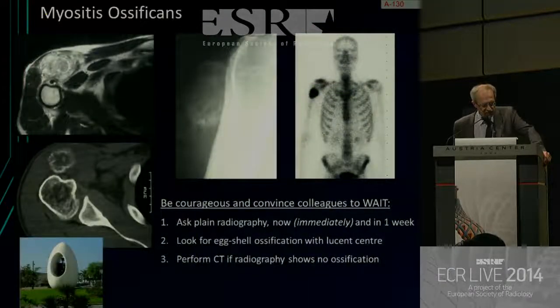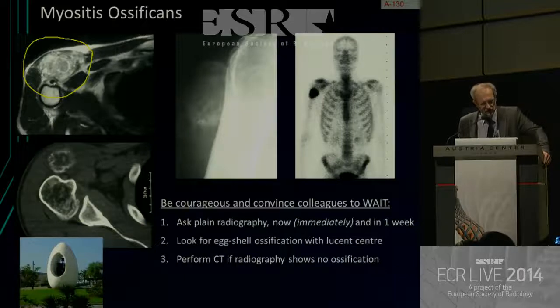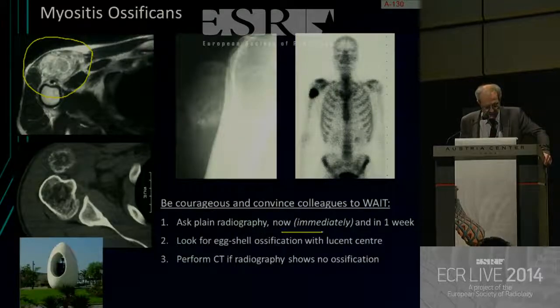So I have one recommendation. They will send patients to you, and you will perform an MRI, and you will see a lesion which is aggressive, lots of edema. You will think this is a sarcoma, I don't know the name, but they should resect it. You should be courageous, and you should do a plain radiography today, and maybe within 1 week. And if you see an eggshell calcification, you have the diagnosis. If you see nothing, please do CT scan. And the typical sign of myositis ossificans is peripheral ossification and a loosened center.